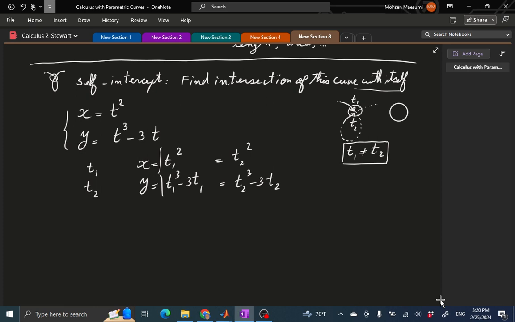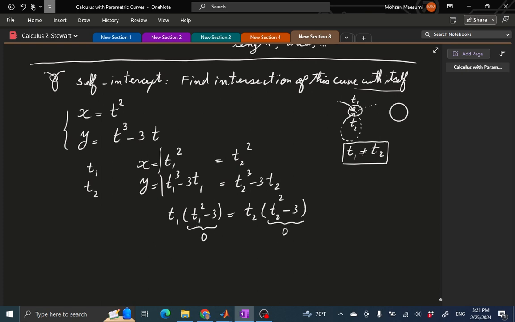Every problem is kind of different, and you have to use your reasoning. For example, here in the second equation, I can factor: T1 times (T1 squared minus 3) equals T2 times (T2 squared minus 3). With the assumption of T1 and T2 being different quantities, the only way this equation can be true is that the quantity you are multiplying with has to be 0.